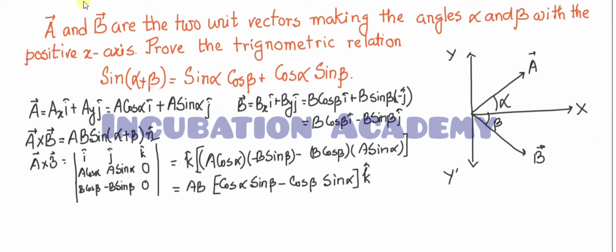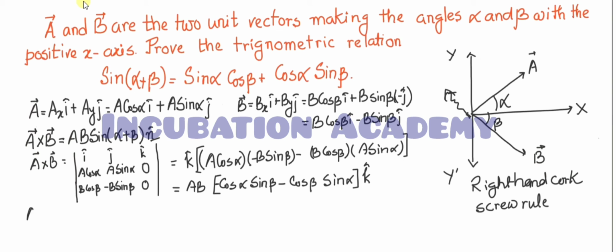After that, if we take this AB common, then this will become cos alpha sine beta minus cos beta sin alpha. So this becomes AB sine alpha minus beta. Obviously, what we are going to prove, it comes with a little bit of negative sign here. After cancelling this AB from both sides, left hand side and right hand side, we get sine alpha minus beta equal to cos alpha sine beta minus cos beta sin alpha.